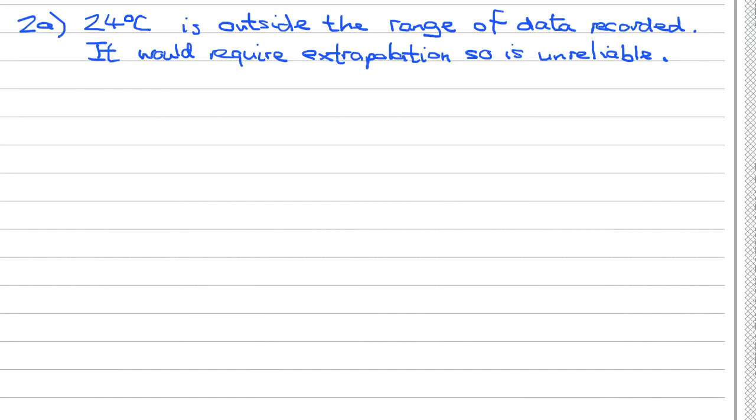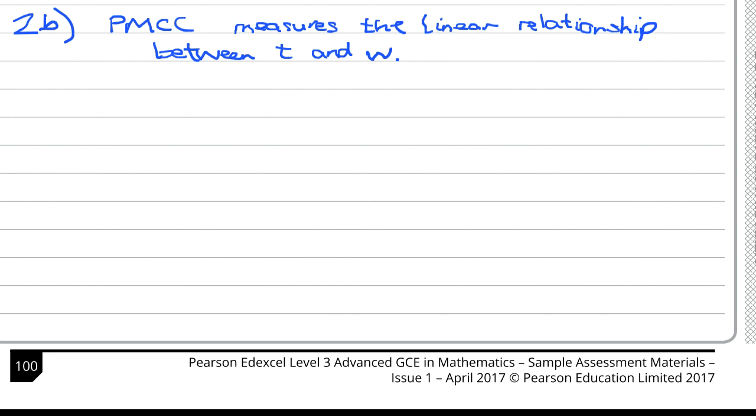So what we'd write would be something like: 24 degrees centigrade is outside the range of data recorded. It would require extrapolation, so is unreliable. Part B asks us, what is measured by the product moment correlation coefficient? We'll refer to that as the PMCC, and that measures the linear relationship between our two variables, T and W.